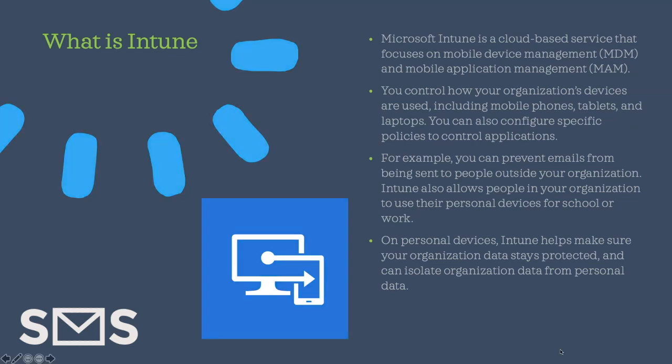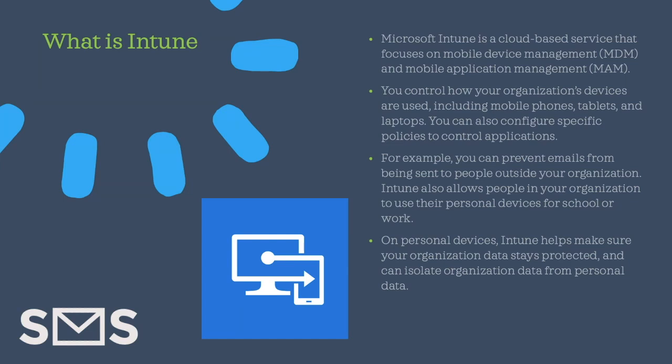So basically, it's how your organization controls devices that are used within your business world. So things like mobile phones, tablets, and laptops, you can apply specific policies to control certain applications on, say, a phone. You can also restrict things like emails being sent from outside your organization's domain. You can even set it to only allow your work email account to be used on, say, Outlook on your phone or your tablet. And you can also control what apps are installed on the device.